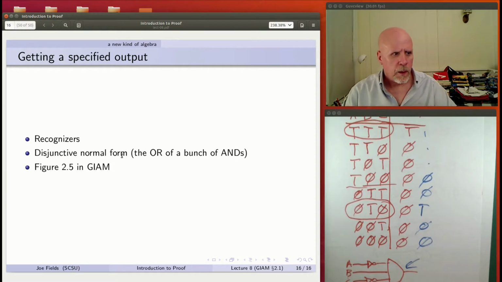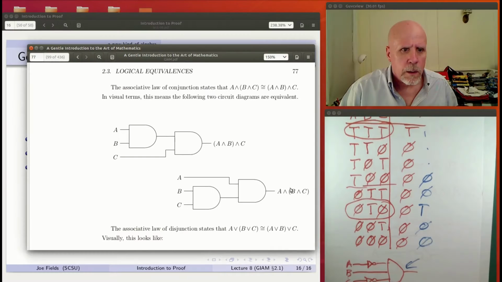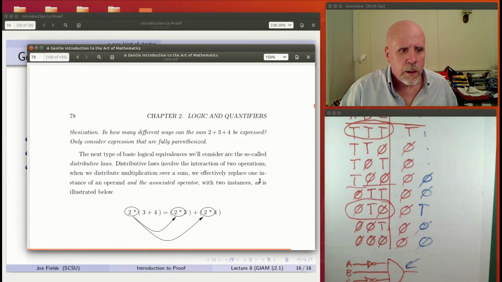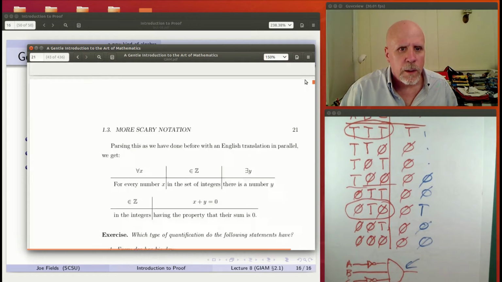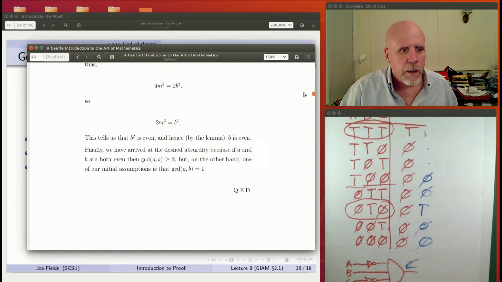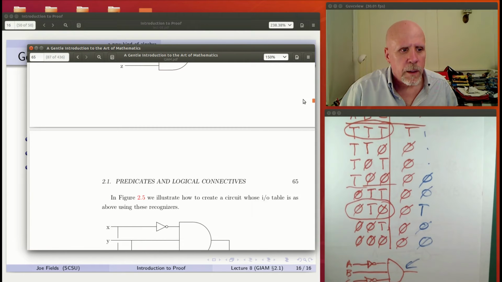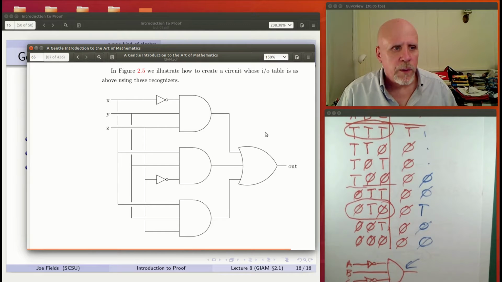So, all right, we're going to look at an example of this in the book. It's not there, sorry. Section 2.5. Oh, I'm ahead of myself here. There it is. Figure 2.5.